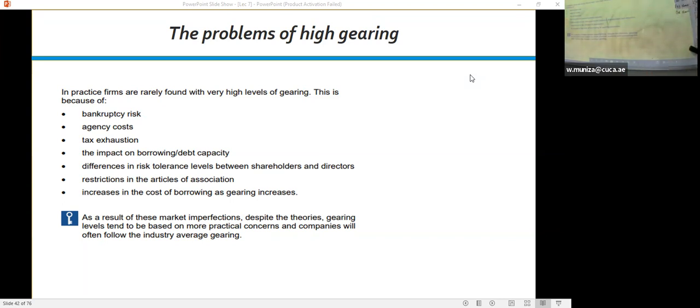Then increases in the cost of borrowing as gearing increases. As we have discussed in the traditional view, the gearing after a certain point is going to increase the weighted average cost of capital. So we cannot remain on the stance that whatever level of gearing we want to have, we can. It has to be restricted.